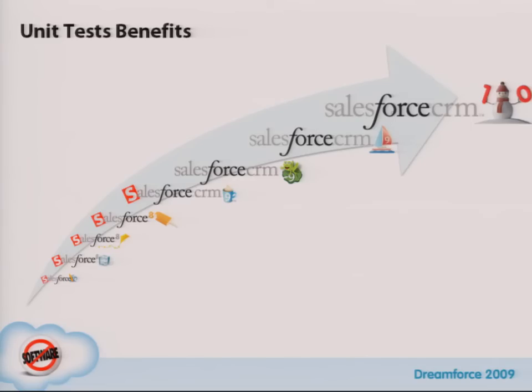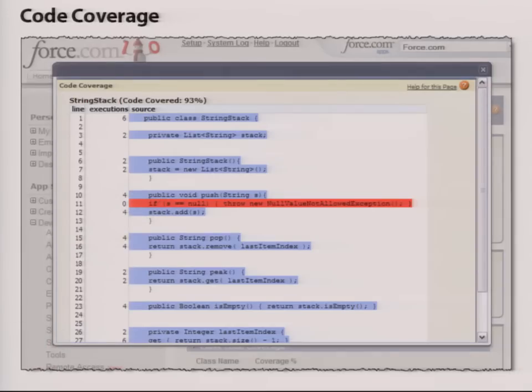So that's, I think, the really important reason for writing unit tests. It's also maybe a little theoretical. You might argue with me about this. So there's another reason why we have to talk about unit tests. And that's that when you write an application, when you write code inside of Force.com, you actually have to have a certain level of unit test code coverage.